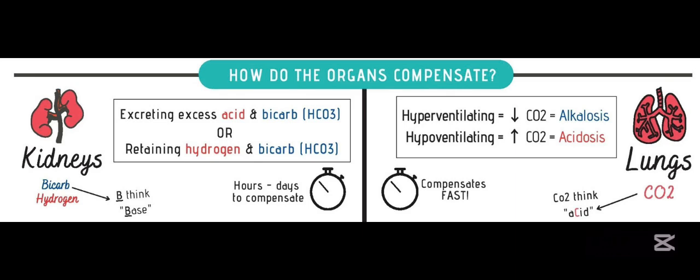Secondly, the kidney is a slow but powerful compensation, which takes place from hours to days. The kidney regulates H plus excretion and bicarbonate reabsorption or regeneration. In acidosis, the kidneys retain more bicarbonate and excrete more H plus to raise pH, and in alkalosis they excrete bicarbonate and retain H plus, lowering pH. So there is metabolic compensation for respiratory disorder, and together the lungs handle immediate changes while the kidneys provide the long-term correction, maintaining a stable acid-base balance.